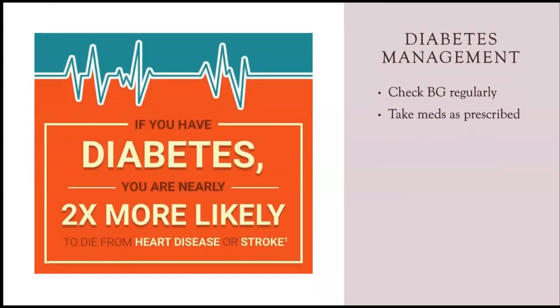And then diabetic management, making sure that they're checking their blood pressure regularly. If there's somebody whose diabetes was really managed through diet and they don't check their blood sugars regularly, they should be having their A1C checked every few months to make sure that they're maintaining a healthy level on their blood sugars on a regular basis. And then take meds as prescribed.